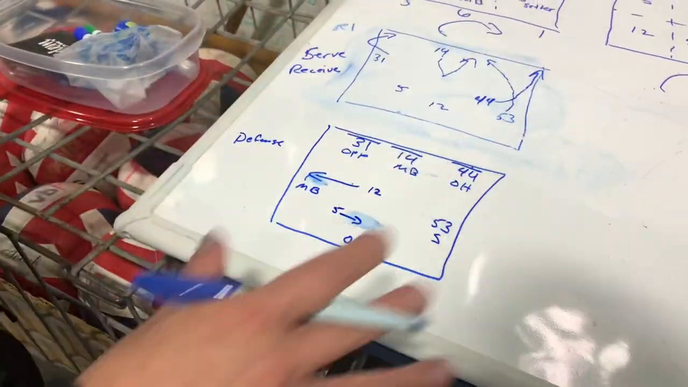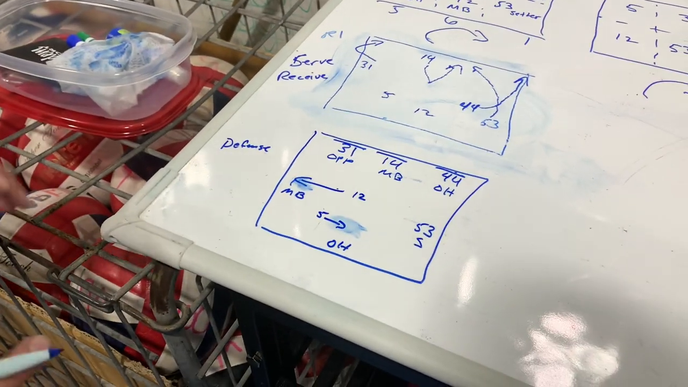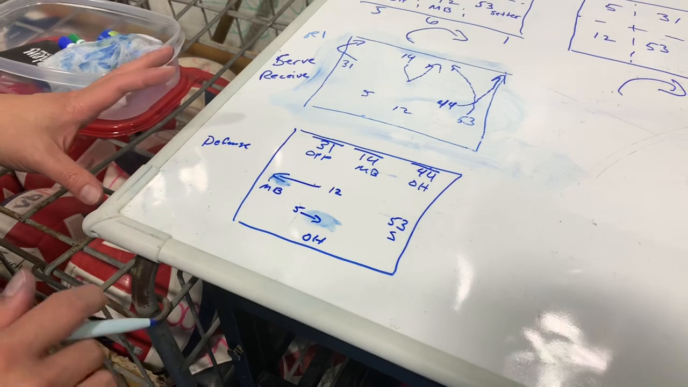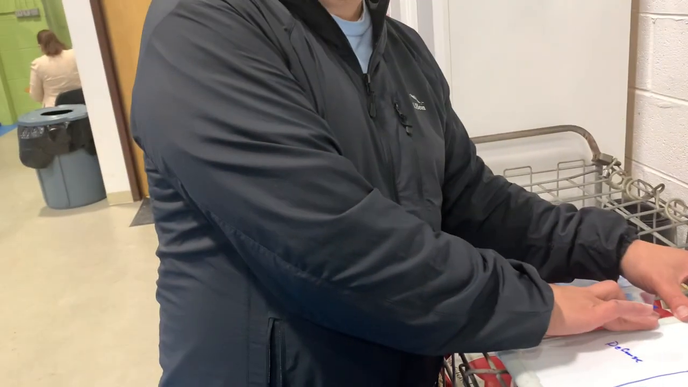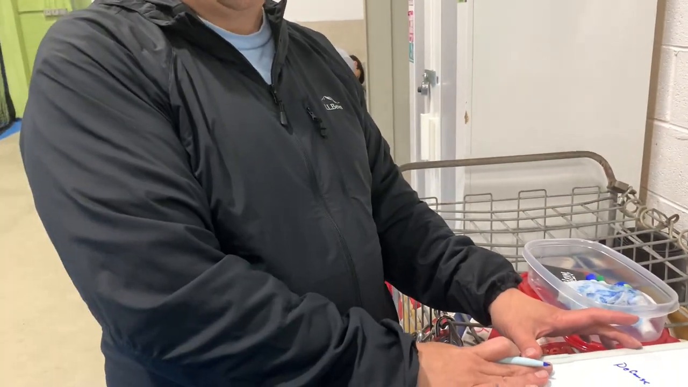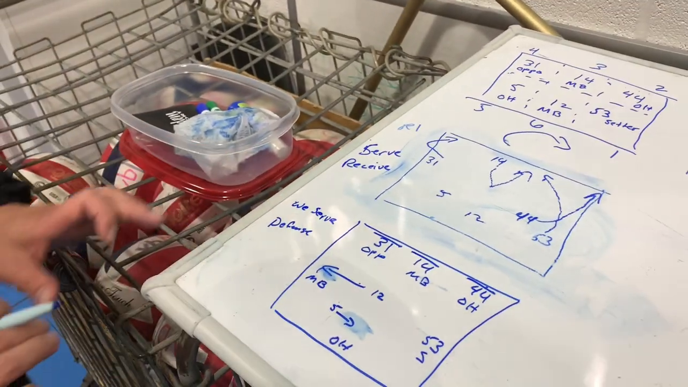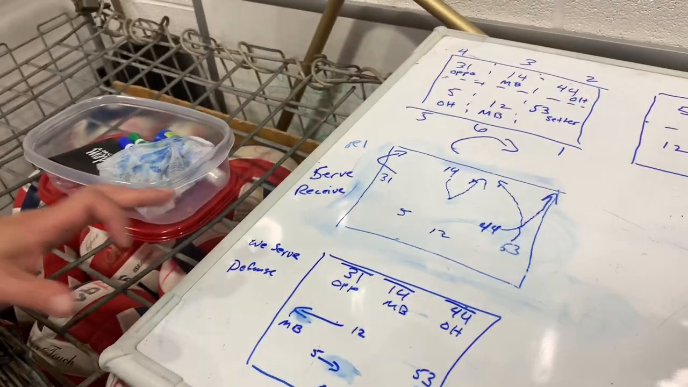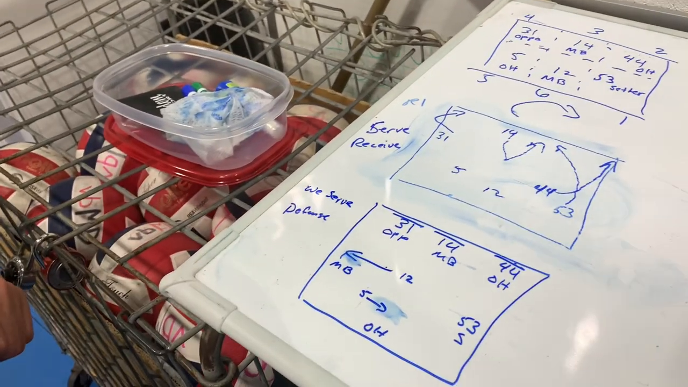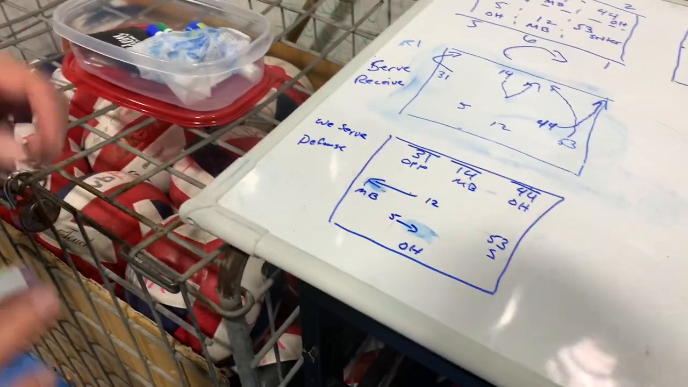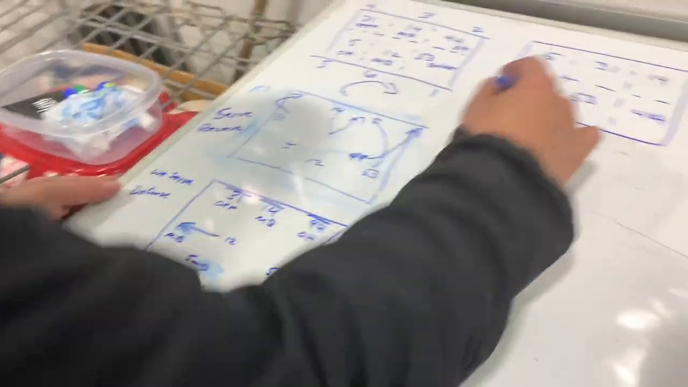So whenever you look at any of these schemes, you'll see this sort of pattern developing of serve receive versus defensive positions. So defense can also be when we serve. When we serve, we want to get ready to be in our position. So let's take this another step here. Let's go into this rotation.